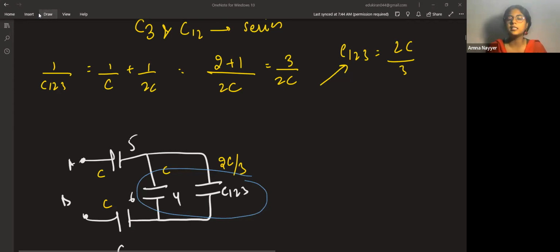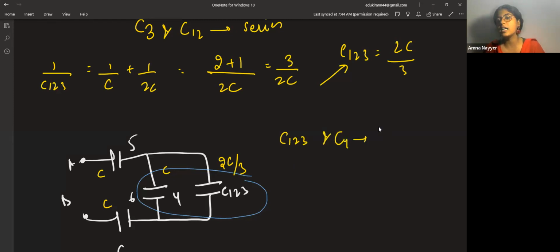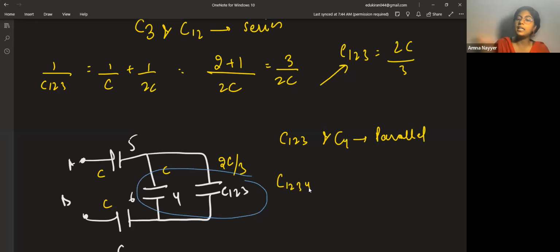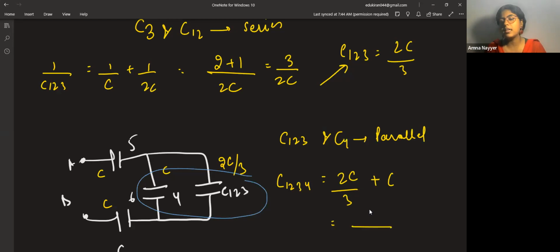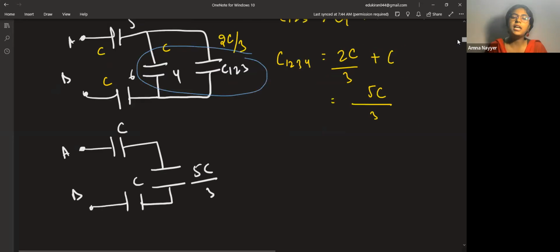Right, parallel connection. So it means C123 and C4 are connected in parallel. So for parallel connections, for C1234 entire, we just add. So 2C by 3 plus C, this will become 5C by 3. Now finally we are left with 5C by 3, C and C. Ultimately we are left with these three.